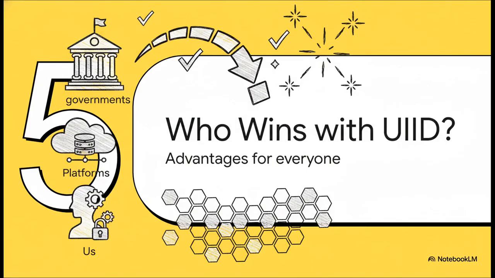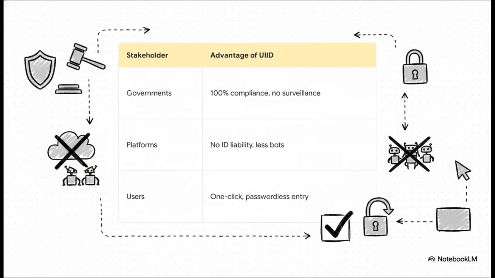So this new approach clearly builds a better system. But who are the real winners here? Well, let's take a look at the benefits for us, the users, for the platforms, and yeah, even for governments. It turns out this is one of those rare win-win-win situations. Governments get the child safety compliance they want, but without having to build a surveillance state. Platforms get to offload the massive legal liability of storing IDs and can finally get a handle on bots. And for us, we get simple one-click access without ever having to fill out a form again.